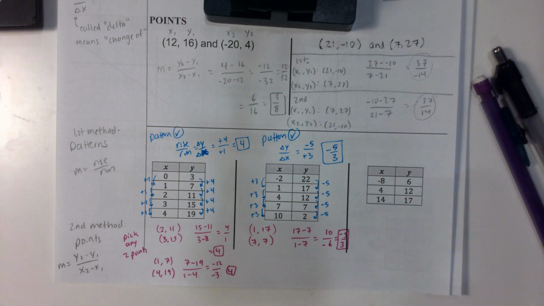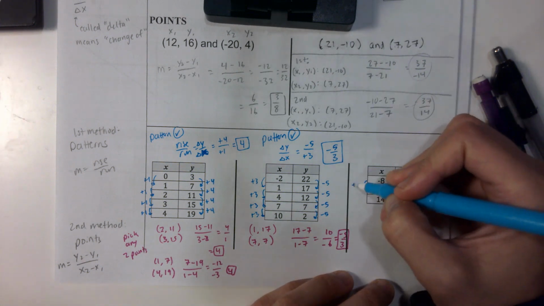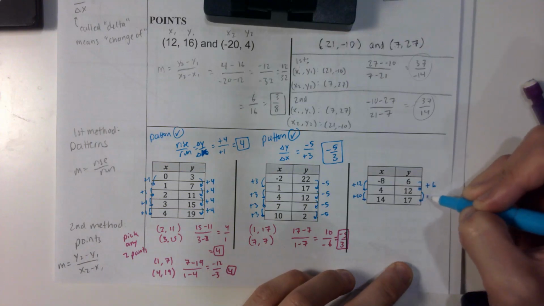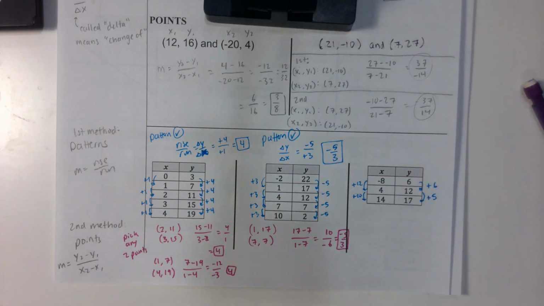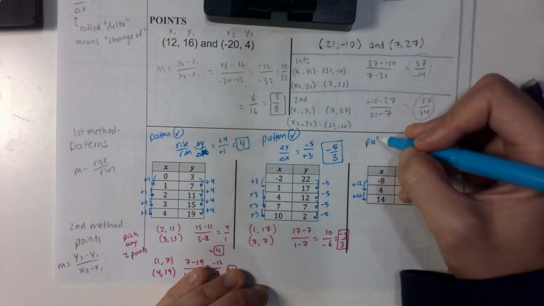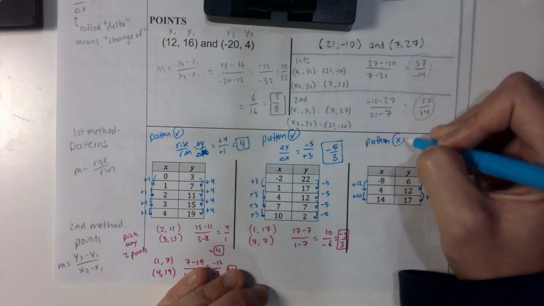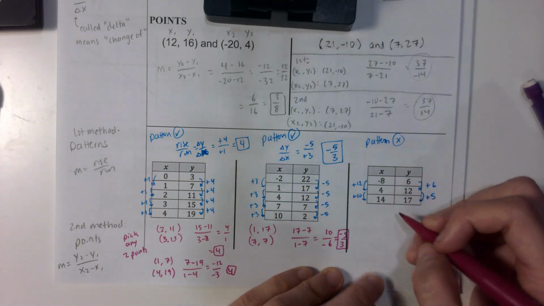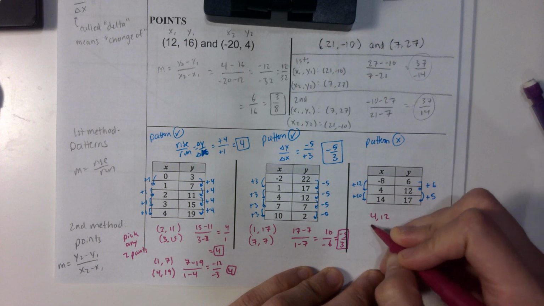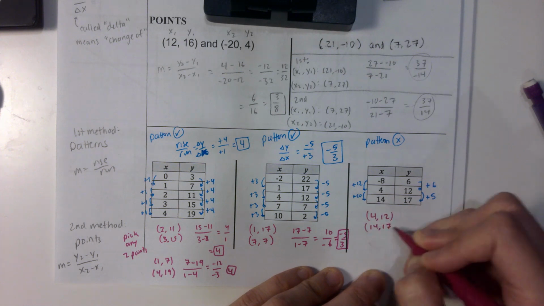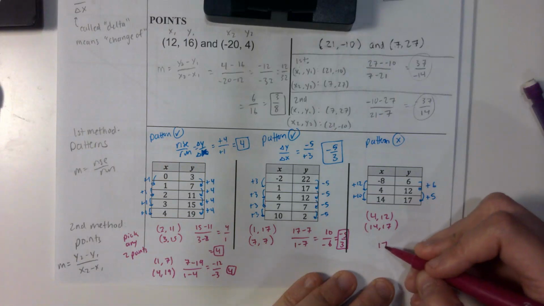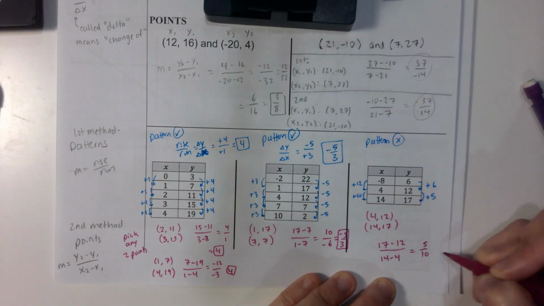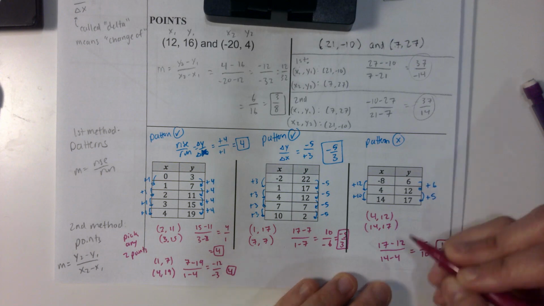All right, last one. Plus 12, plus 10, plus 6, plus 5. So there's not a clear pattern. We're going to have to do the points version. Let's pick 4, 12 and 14, 17. So let's do 17 minus 12 over 14 minus 4 equals 5 over 10 equals 1/2. So our slope is 1/2.